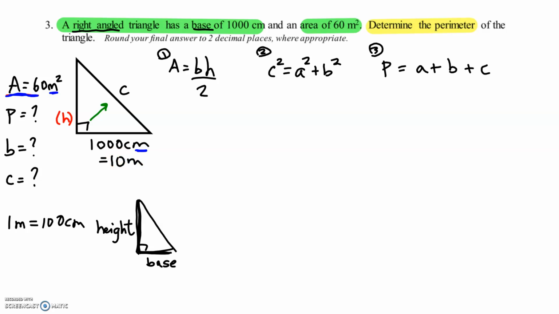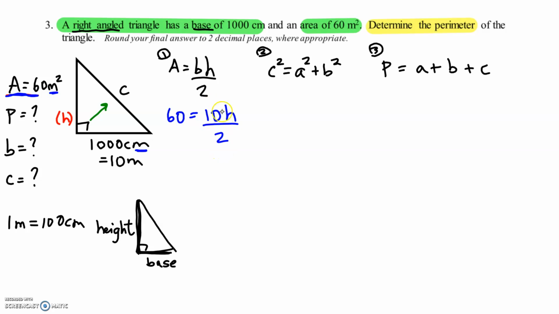All right, let's try this again. Let's do the substitution. So I know A is 60 meters squared. The base is 10 meters times the height, all divided by 2. And that number is more reasonable. There's no way you could have 1,000 base and end up with an area of 60. And that's your hint to check the units.